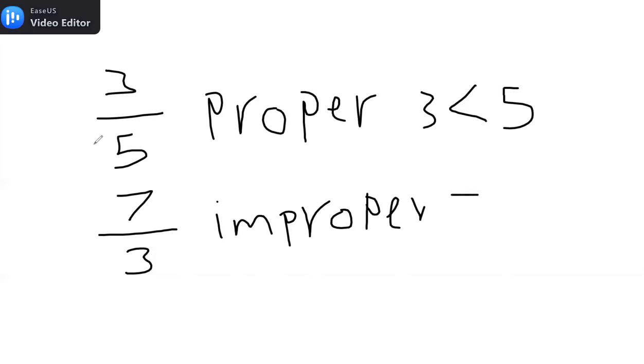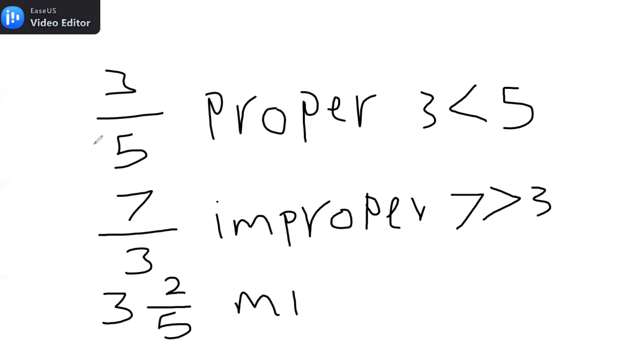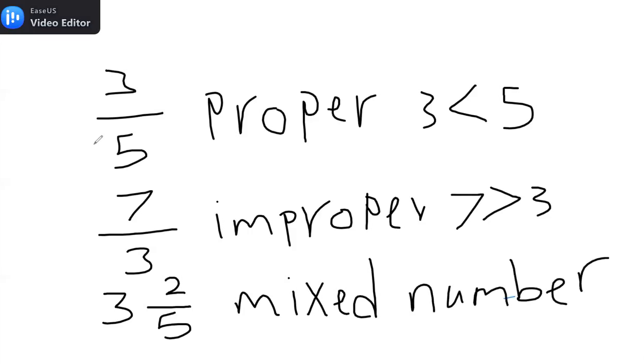Because 7 is greater than 3. 3 and 2/5 is a mixed number because it consists of two parts, a whole number which is 3 and a proper fraction which is 2/5.